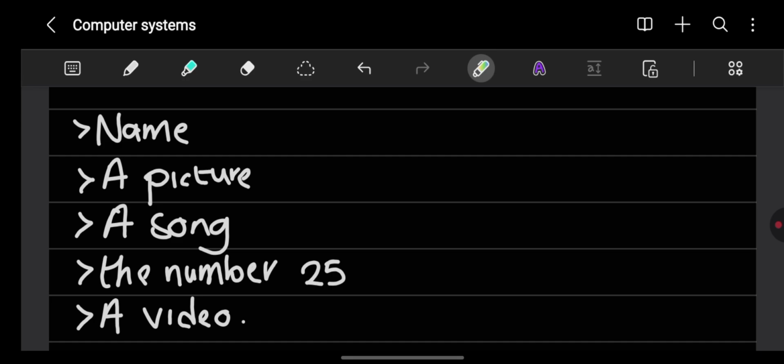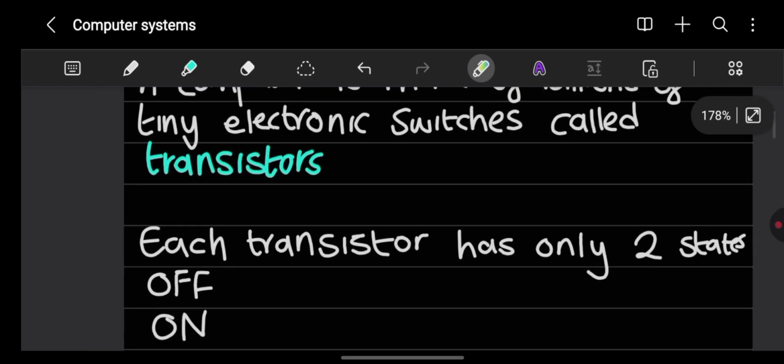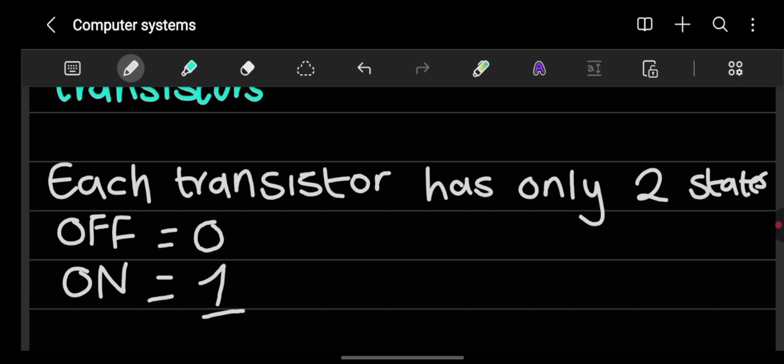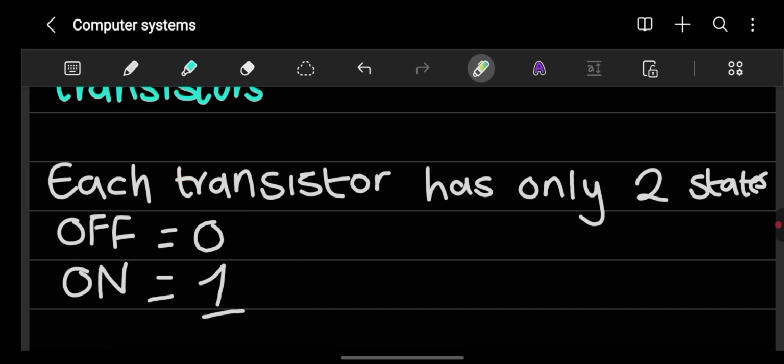The computer basically does not know how to do that, and that's because a computer is made up of billions of tiny electronic switches called transistors. So I wrote it down for you here. Each transistor has only two states, so you can either have the off state or the on state. The computer represents the off state as 0 and the on state as 1. So with transistors, off means 0, on means 1. And hence everything is binary, because it only has two things.